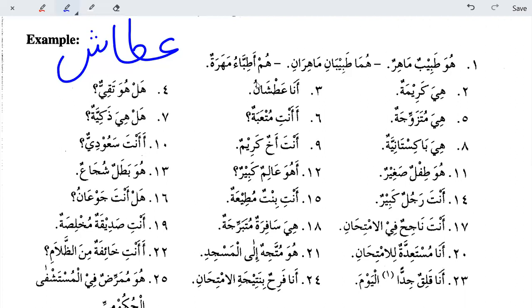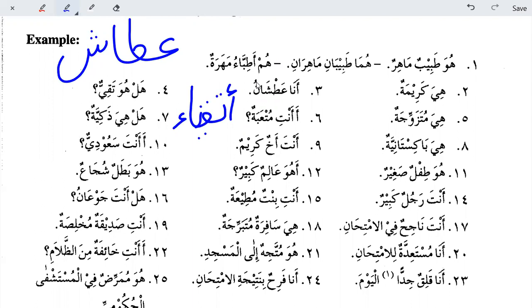Al huwa takiyu. Al huma takiyatan. Takiyani. Alhum takiyun. Takiyaa. A third person? Yes. Third person. Atkiyaa. So here we are using plural, no?